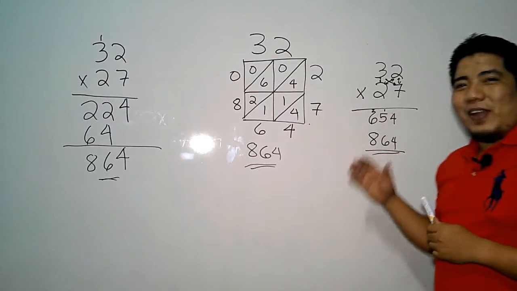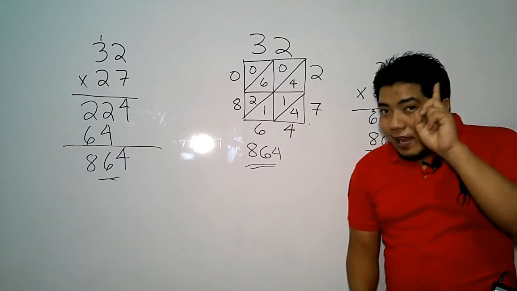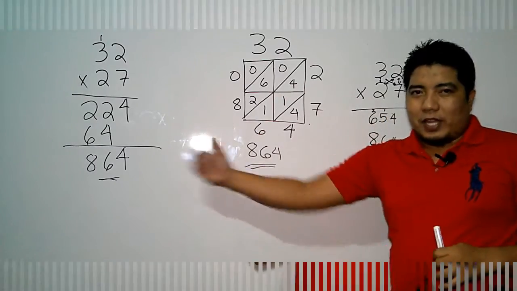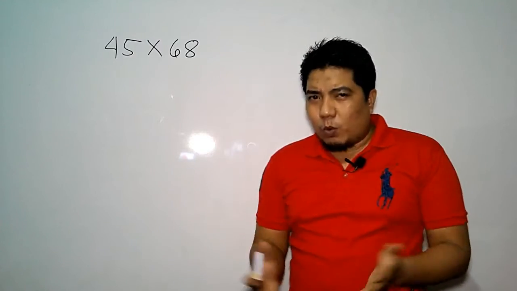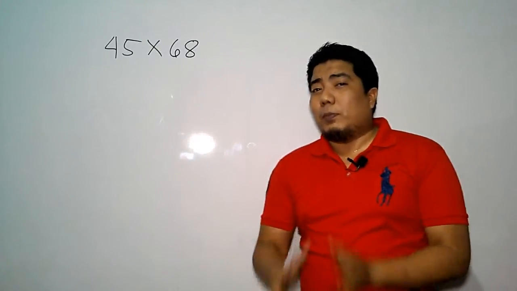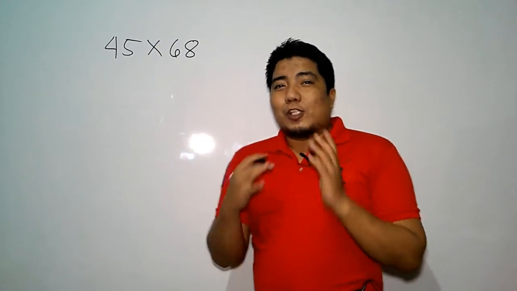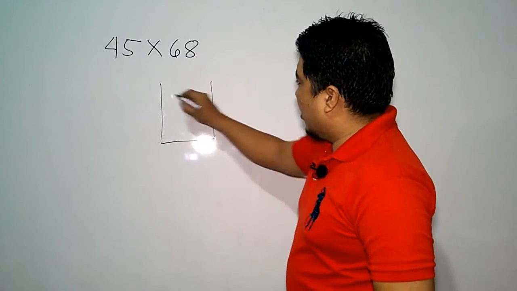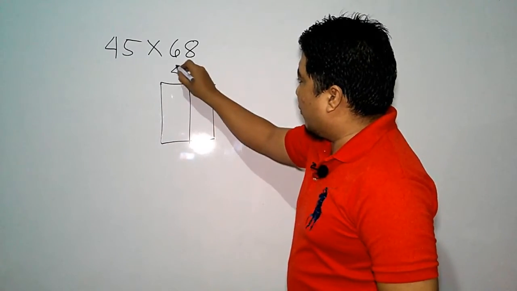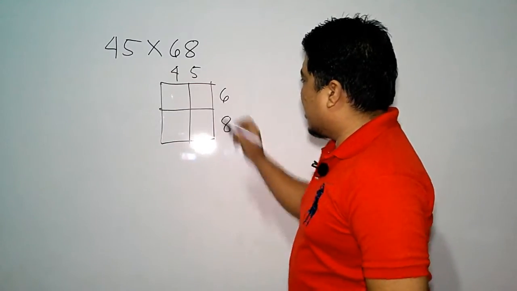Okay, very easy, right? So let's consider the last example for doing this one. Okay, math learners, we have 45 times 68. Now, we will not discuss the traditional way because I know most of the teachers are teaching you that way. So now let's consider the table form. We make 2 columns for 45 and then we make 2 rows for 68.